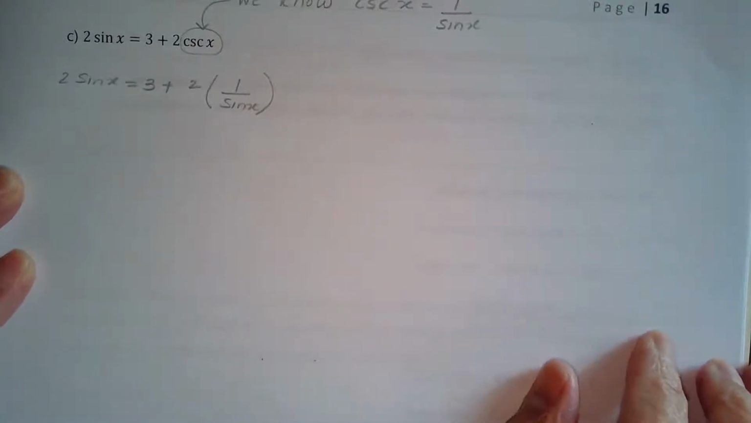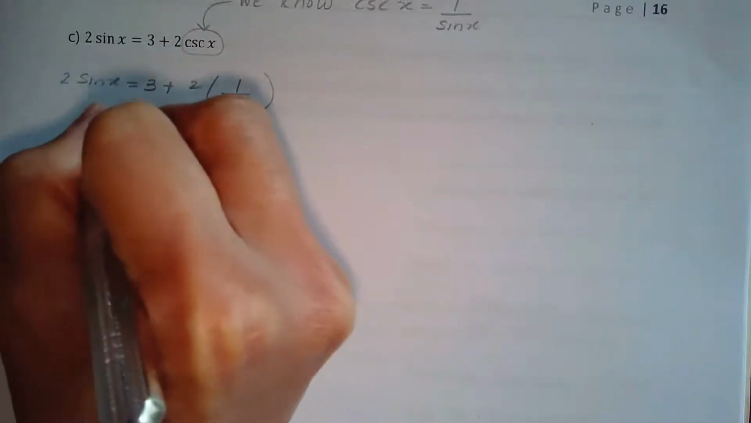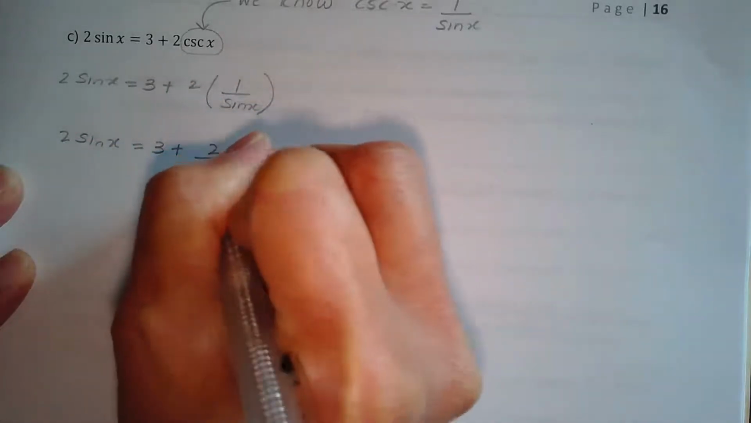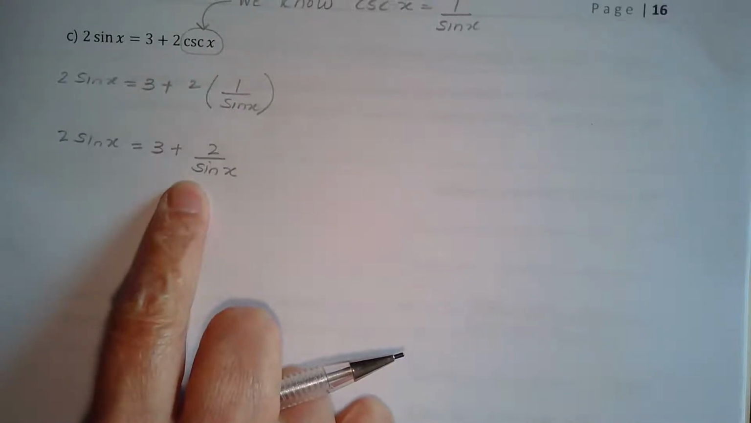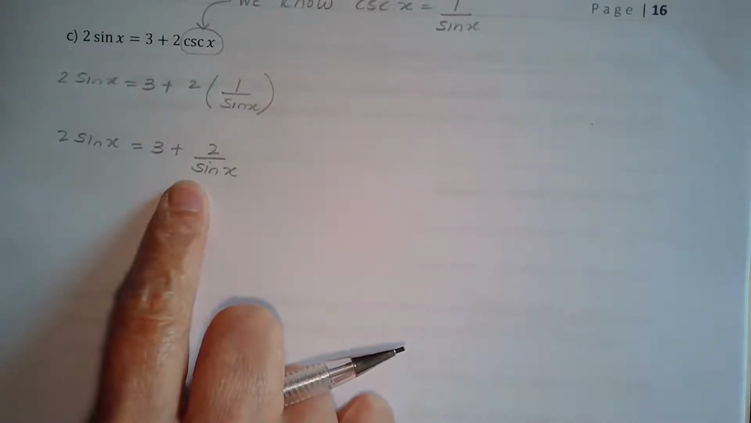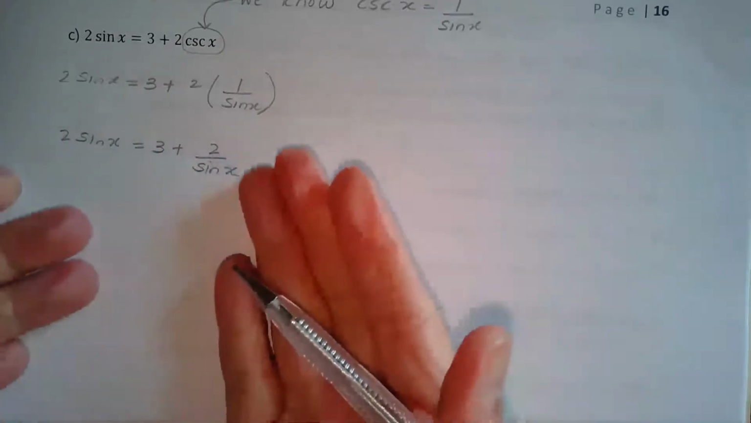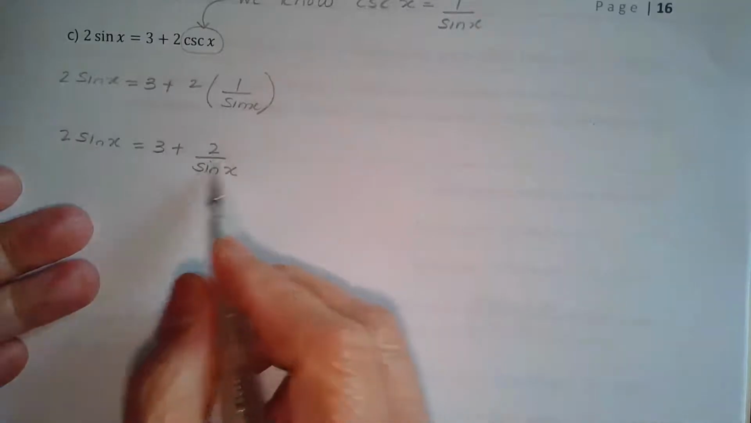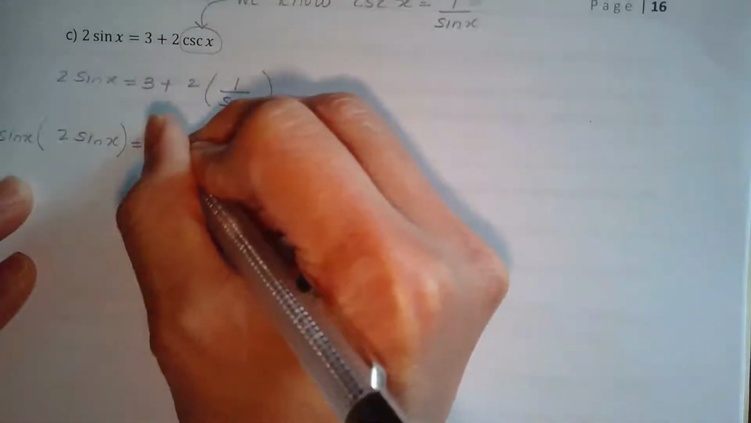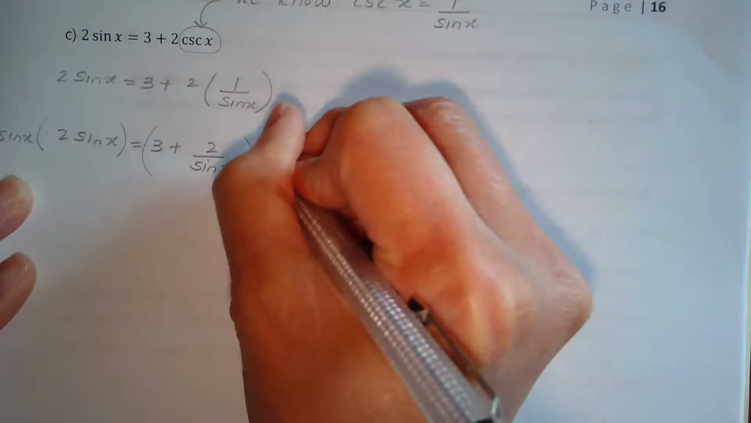And so we don't want the sine of x in the denominator here. Let's rewrite it first. We need to get rid of the sine of x in the denominator. So how can we get rid of the denominator? We multiply each term, or each side of the equation, by sine of x to cancel the sine of x in the denominator. So let's do that.